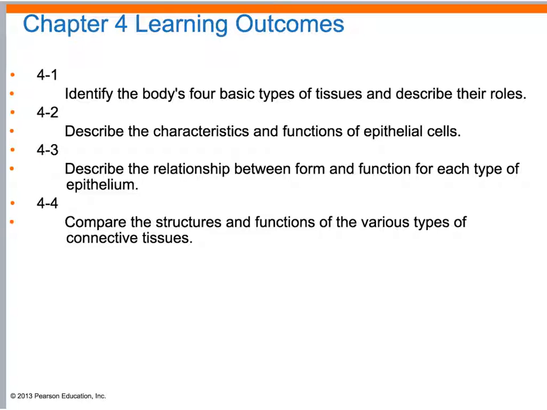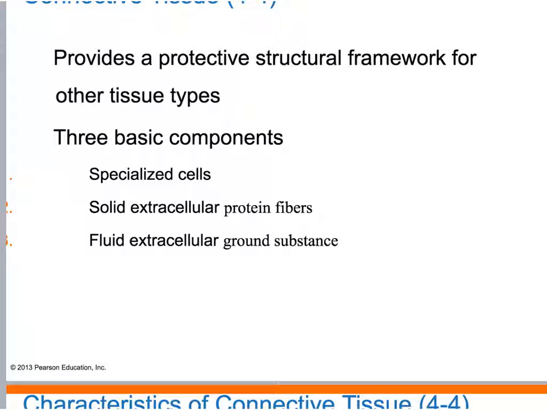Now we're going to continue on with Chapter 4, and we're going to continue covering the connective tissue. Our objective for this section is to compare the structures and functions of the various types of connective tissues. First of all, connective tissue is a protective structural framework for other tissues. There are three basic components: specialized cells, solid extracellular protein fibers, and a fluid extracellular ground substance.